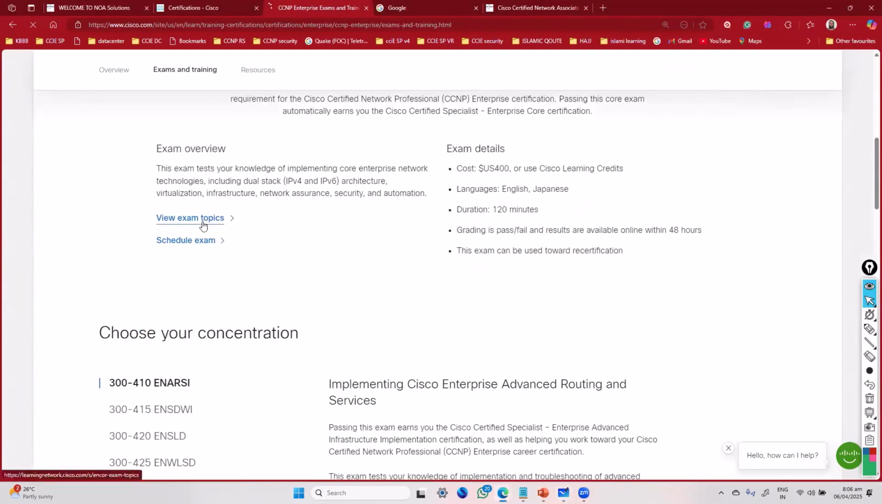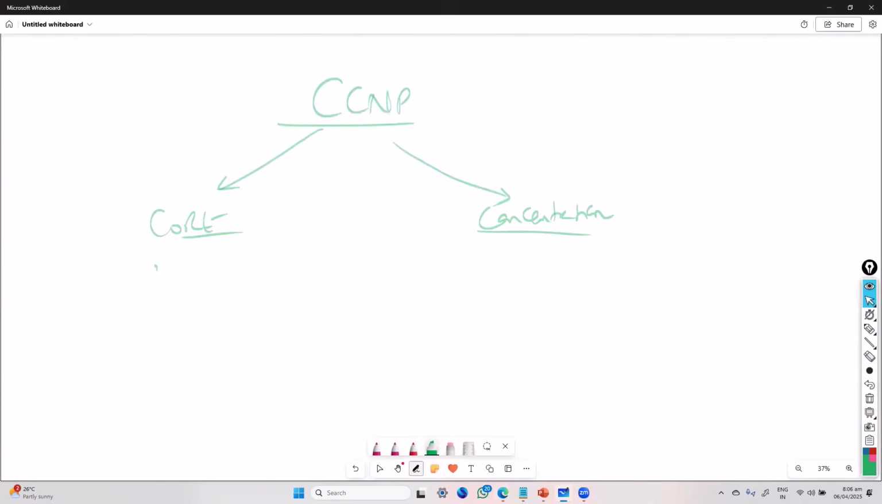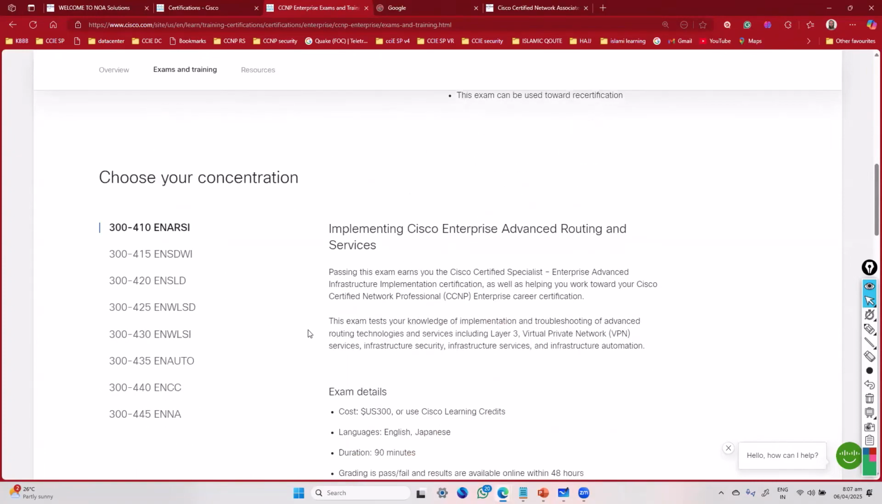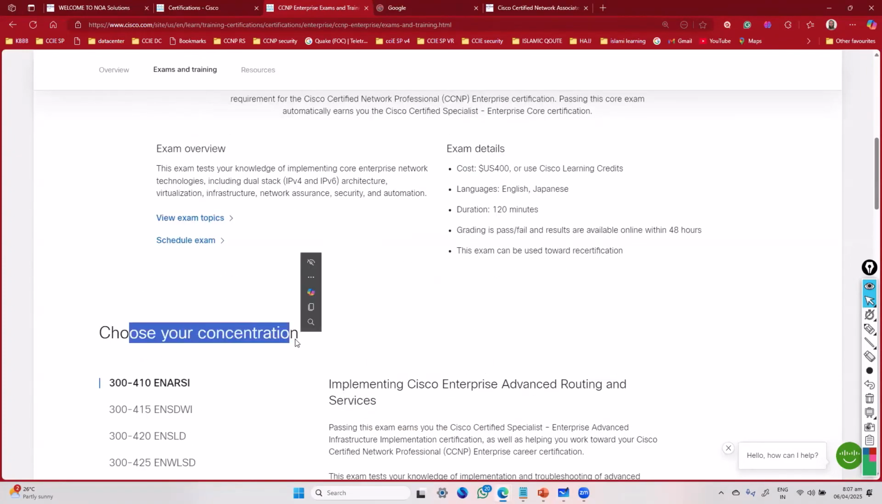We call it, if we are doing the enterprise core, it will be called ENCOR, Enterprise Core. If you're doing security core, then data center core, like that, service provider core, like that. For every track, there is always the core exam, and the core exams cost around $400. That's one exam, and additionally you will have the concentration exam.